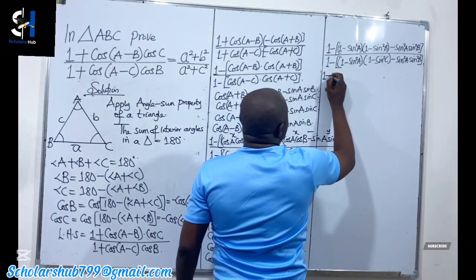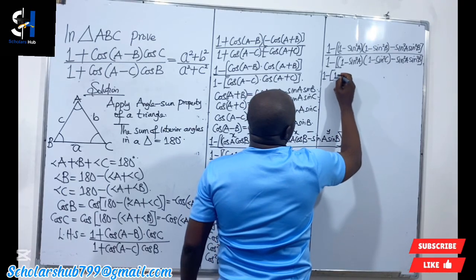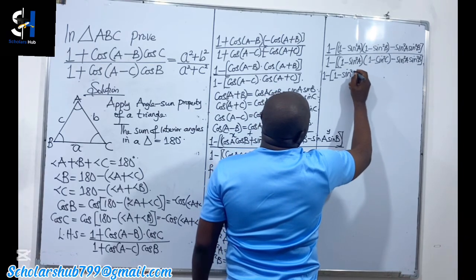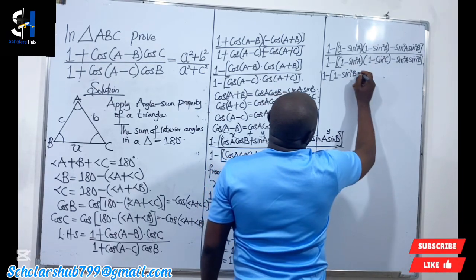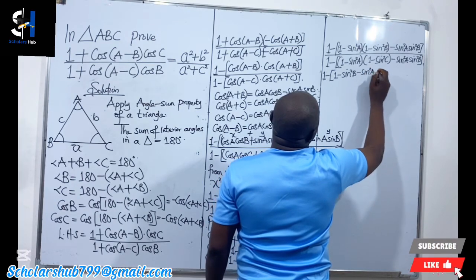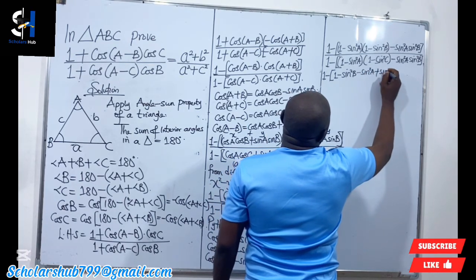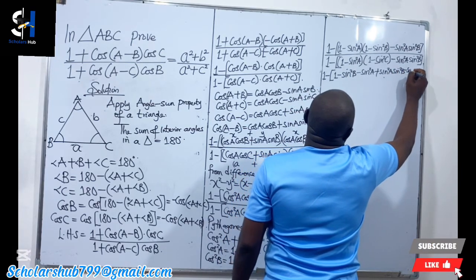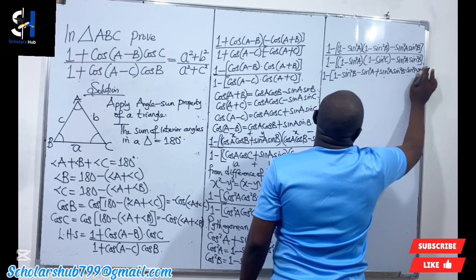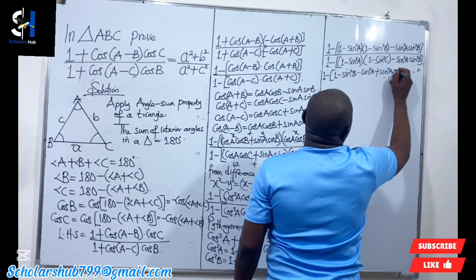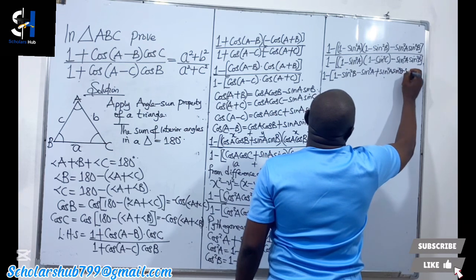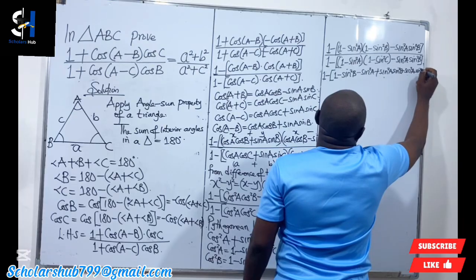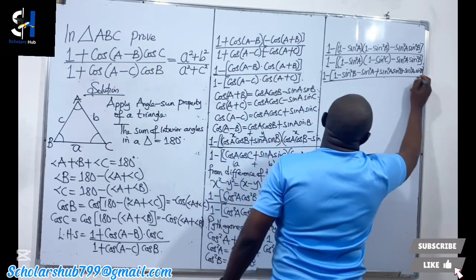So we have 1, open square bracket, 1 minus sine squared B, okay, then minus sine squared A, plus sine squared A sine squared B minus sine squared A minus sine squared A, then sine squared B, all over.